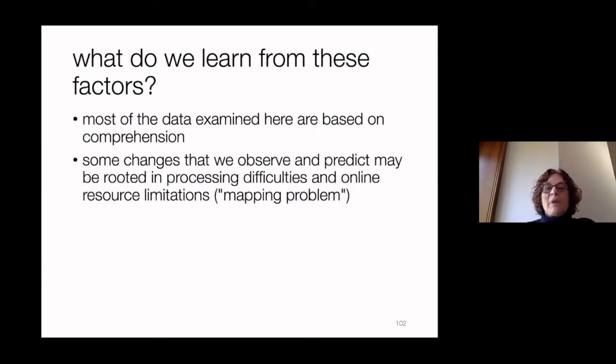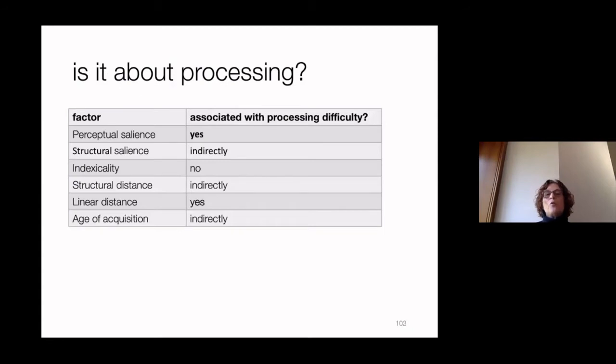Most of the data examined here, or I tried to examine most of the data, is based on comprehension. And some of the changes that we observe and predict may be rooted in processing difficulties and what's called the mapping problem, online resource limitations. In other words, it could be that it's not part of the grammatical system, but just something that's associated with processing difficulties. If you look at the factors which I've covered, perceptual salience is definitely associated with processing difficulty. Structural salience is probably associated with it indirectly.